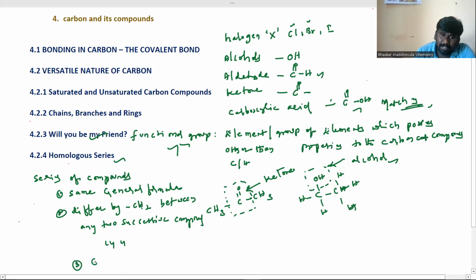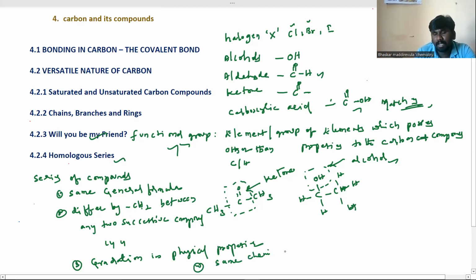Next, gradation means gradual increase. Gradation in physical properties. Next, fourth, they have the same chemical properties. Sometimes by giving one series, they may ask you to identify whether the series is a homologous series or not. For that we have to remember the general formulas.